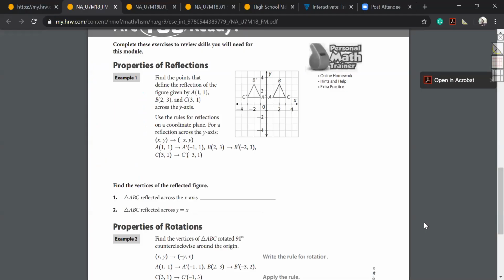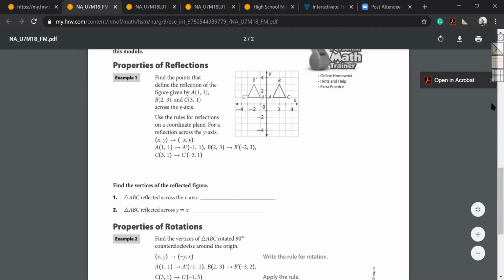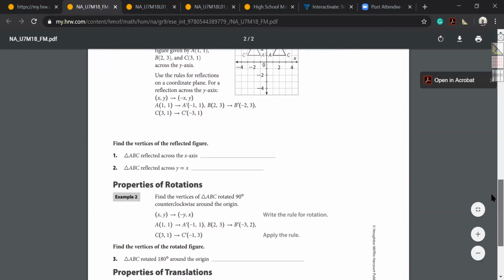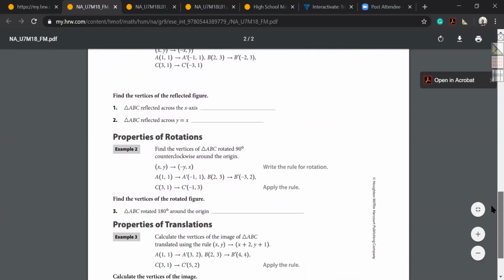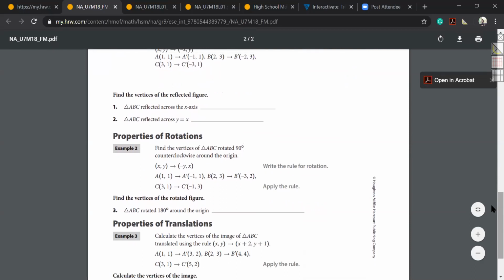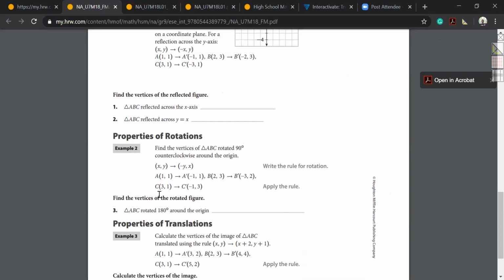Let's go back in here. For the after reflection, we did it. And then you are going to the properties of rotation. This is the lesson that we have just finished. ABC is rotated 180 around the origin. You remember there was a rule for the rotation of 180. 180 was just you have to put a negative for X and Y. X and Y is going to be negative X and negative Y. You can do this by yourself.